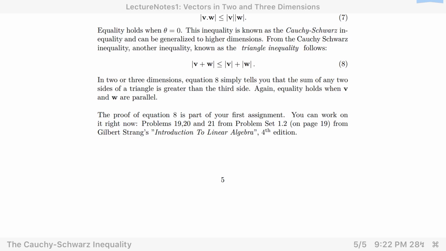Okay. So from 7, we're going to prove 8. You're going to have to prove 8. Now this is part of your first assignment. If you want to get started early, it's in the Gilbert Strang textbook, problems 19, 20, and 21.